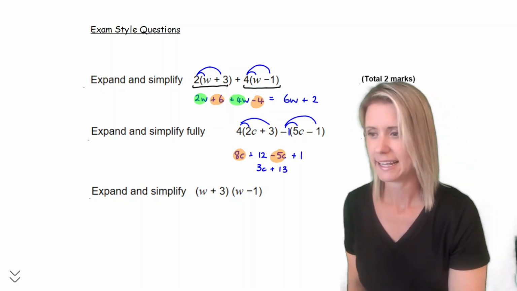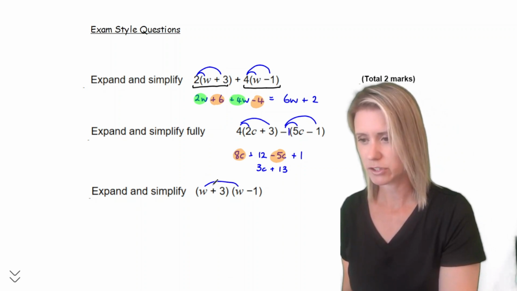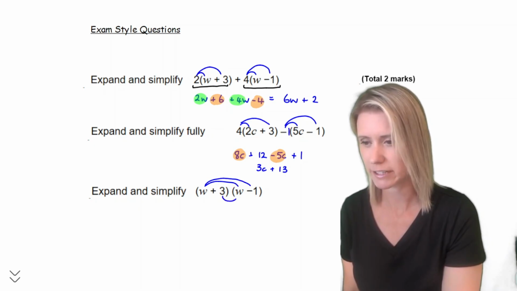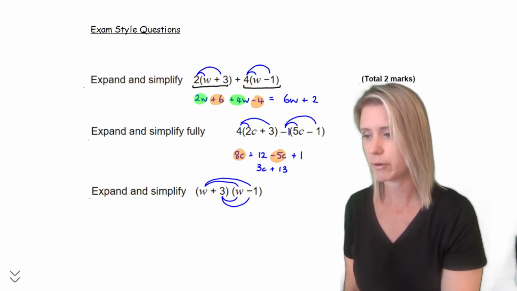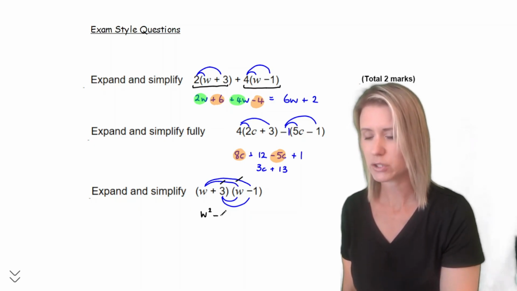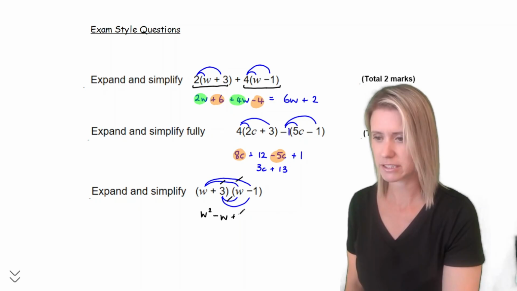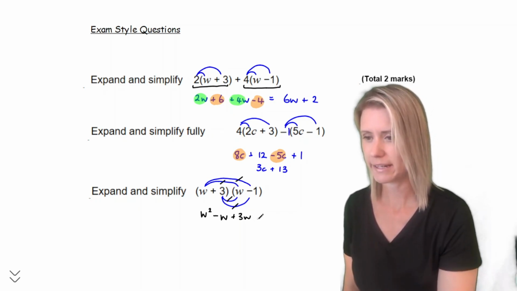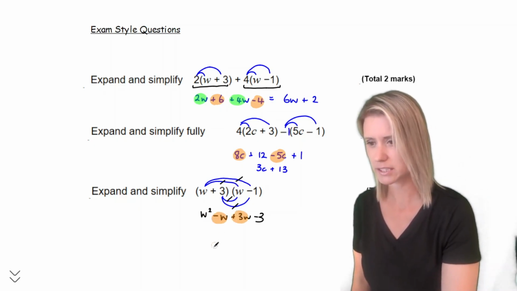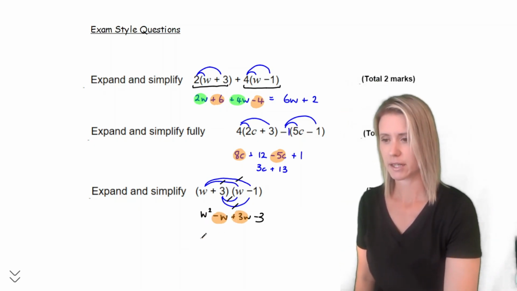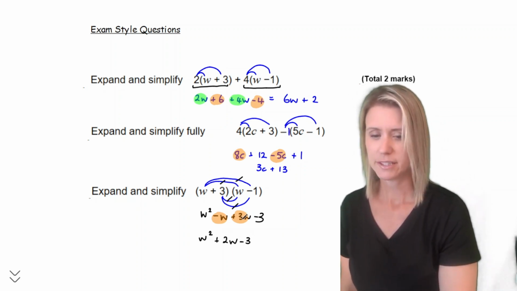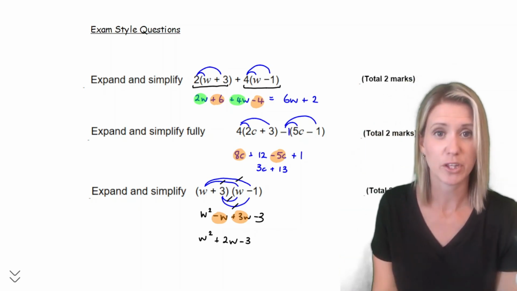Okay, finally then is expand and simplify the double bracket. So w multiplied by the w and the w multiplied by -1 to start with. Then we move on to this 3. 3 multiplied by the w and 3 multiplied by the -1, giving us w squared minus 1w plus 3w minus 3. And let's combine those together. We have minus w plus 3w to combine. So we have w squared plus 2w minus 3. Okay, and they're the types of exam questions that you can expect on this.